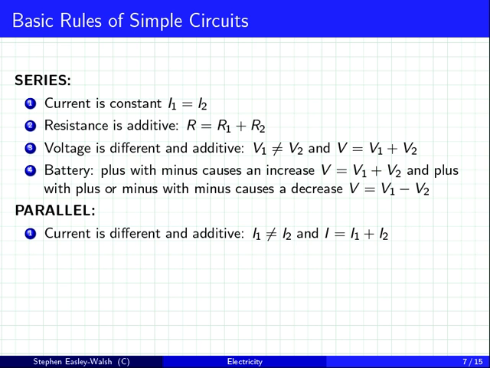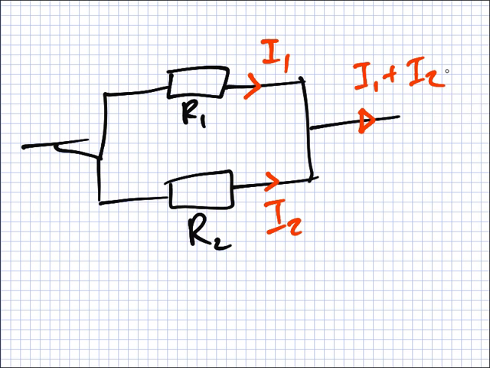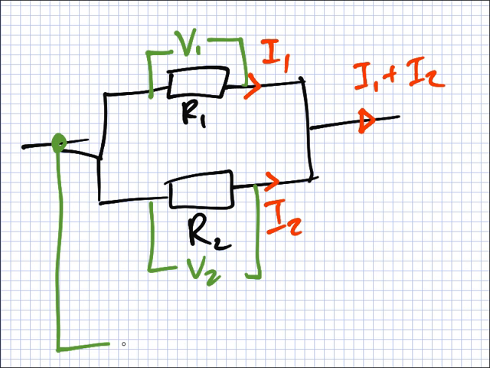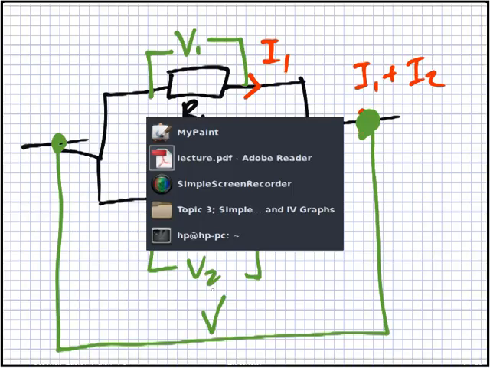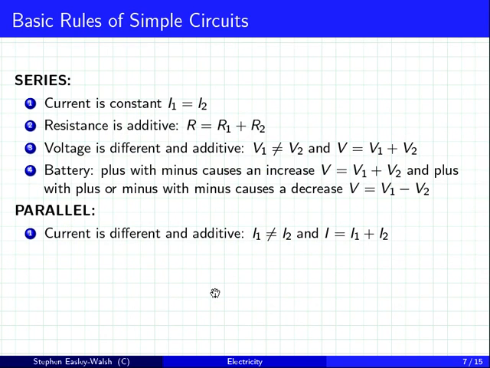Got that? Makes sense, yeah? Does anybody know what the story is with the voltage? So for example, if I measure here voltage V1, and I measure here voltage V2, and then I measure the whole voltage around the whole system, does anyone know what happens here? It's the same, yeah. V1 equals V2 equals the V.